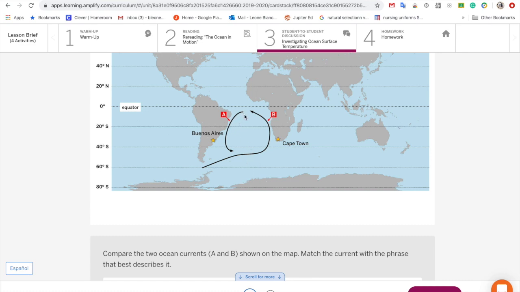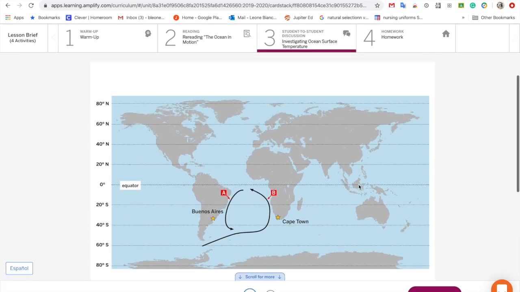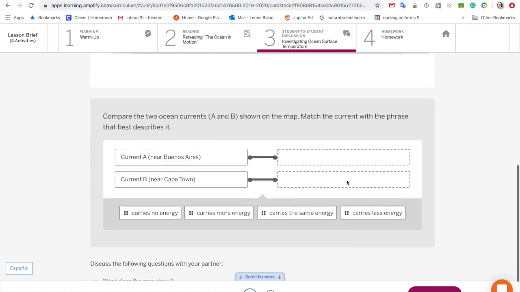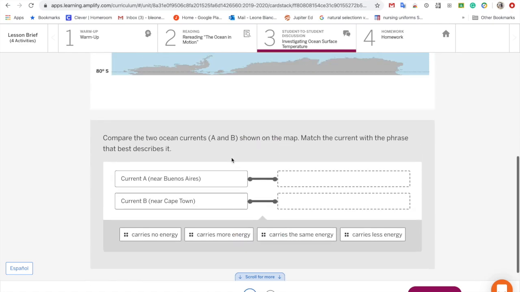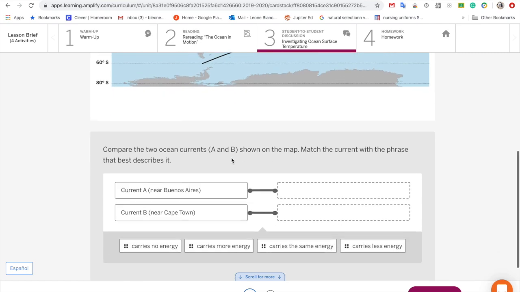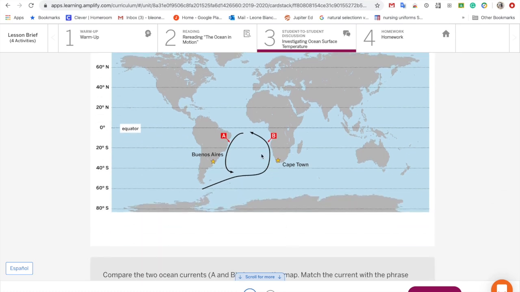So if we look at line A, it starts here and goes down here, whereas line B starts here and goes up here. If we are to compare the two currents here, they both carry energy because none of them are coming from absolute zero, but I would say that B carries less energy than A because it's coming from a colder place.